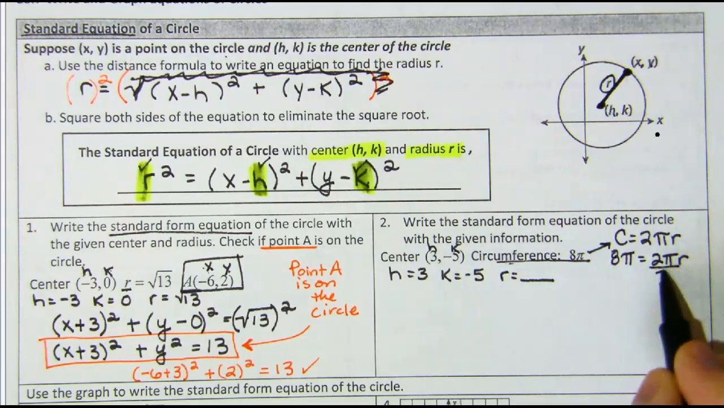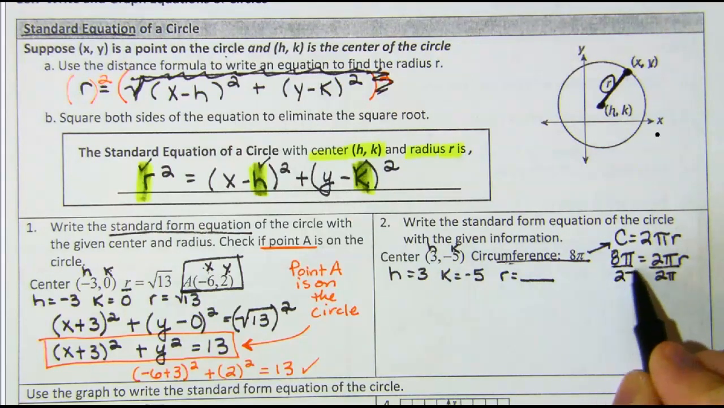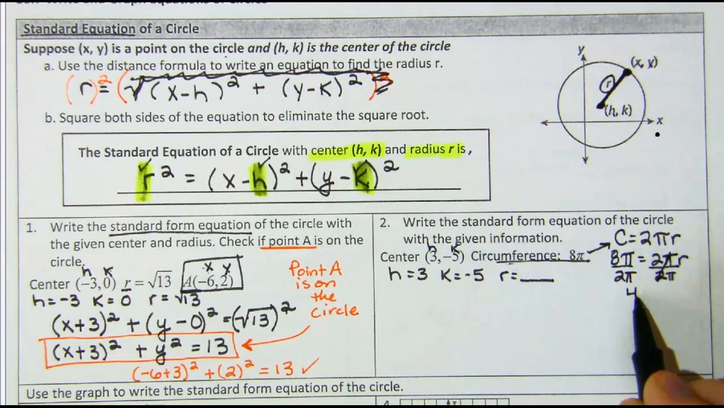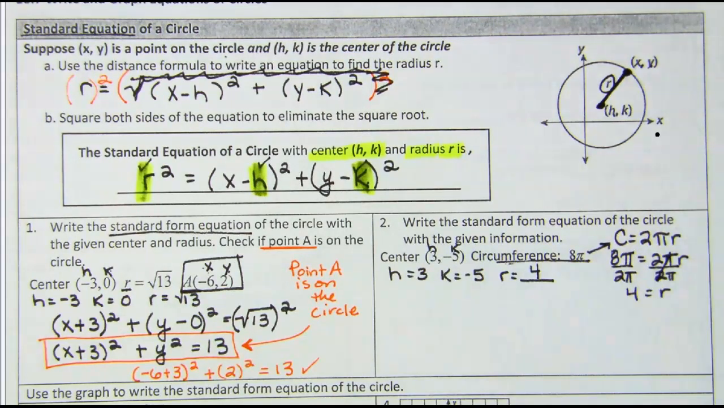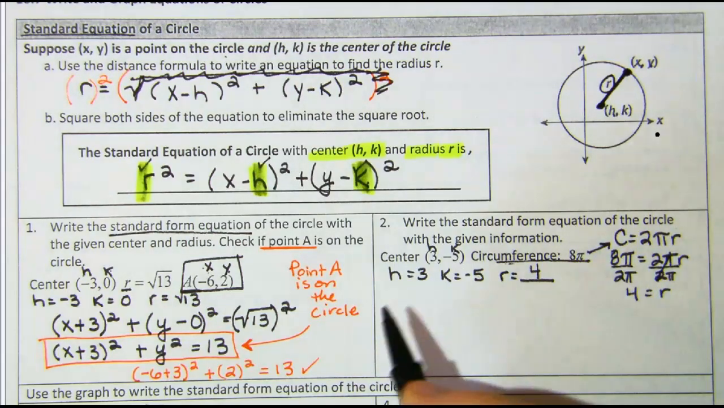If I'm solving this for r, I divide by 2 pi, and I'm going to get 4 equals r. So that is the missing piece of the puzzle to write the equation of the circle. Now we're going to plug in what we know.